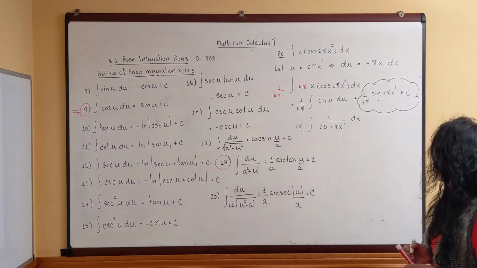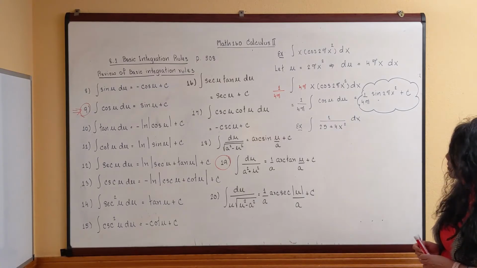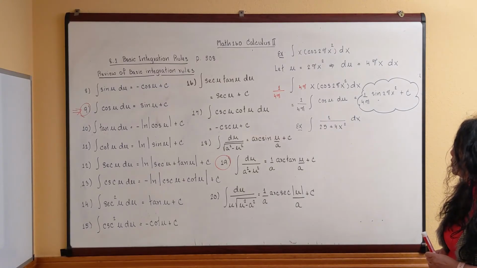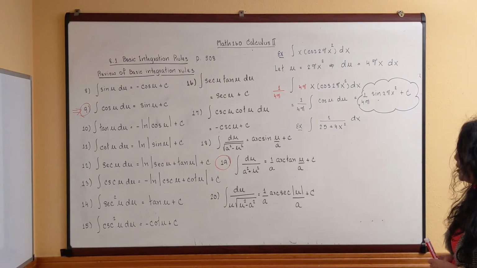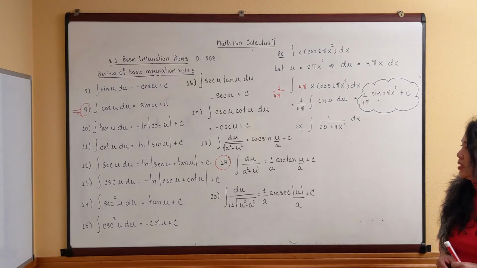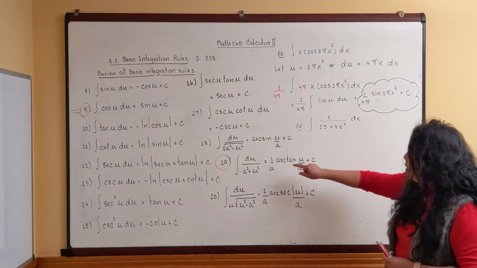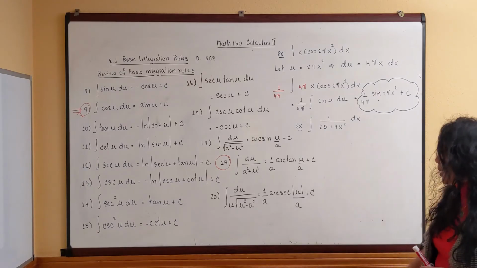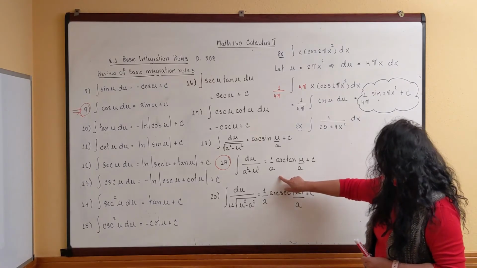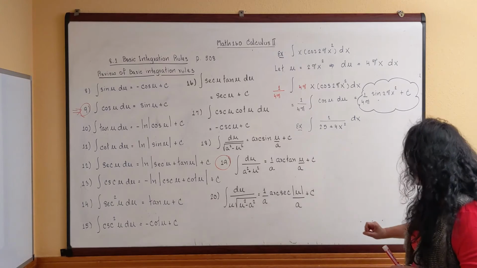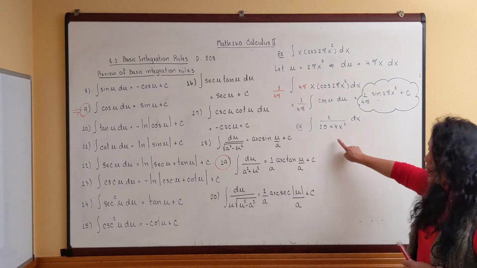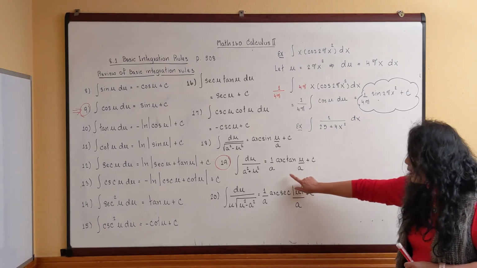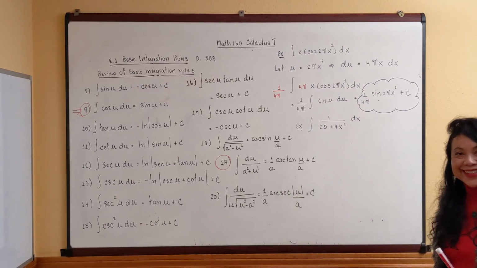Okay, now let's look at the next one. I have 1 over 25 plus 4x squared dx. Of course, it's not trig. So we have to decide either 18, maybe. No, we don't have a square root. It cannot be 18. 19 looks like it might work. How about 20? I don't have a square root. So I'm going to see if I can make it fit 19, right?